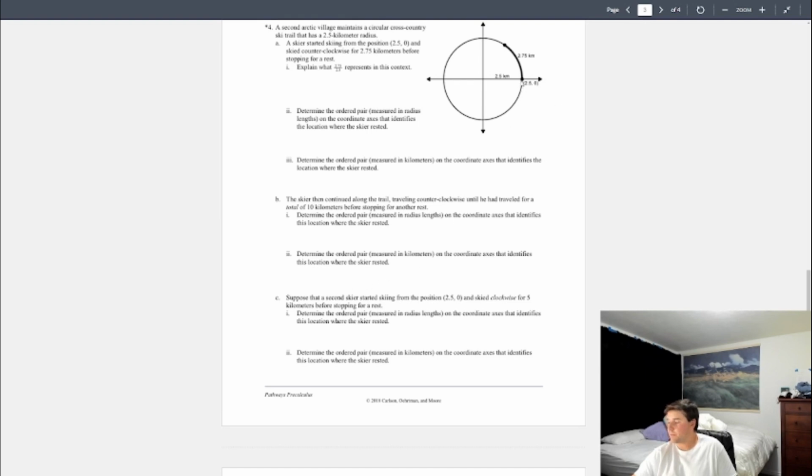So, obviously the distance from 2.5 clockwise to here is not just 5 kilometers because it's curved.